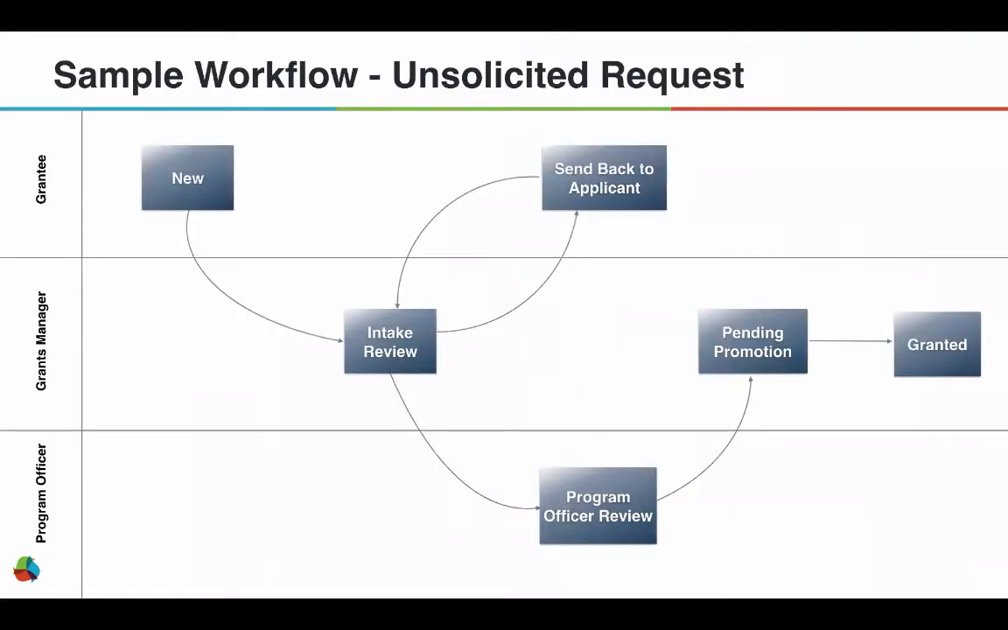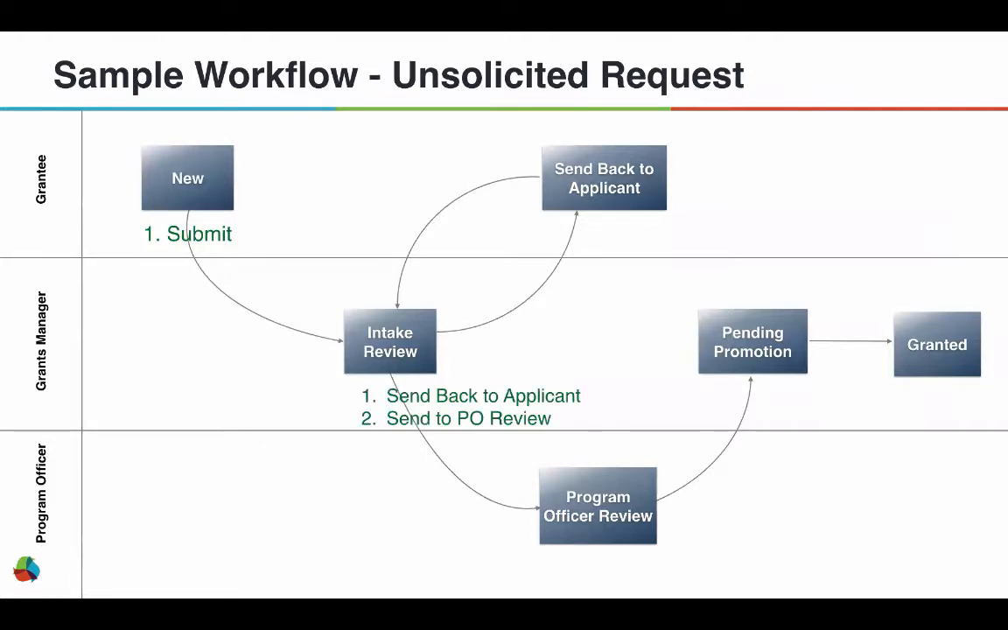So, returning back to our sample workflow, we can generate the buttons that are needed to ensure our request gets from new to granted. First, for our new state, our applicant will need to be able to submit their application. Then, on the intake review, we have two options. The request can go back to the applicant for revisions or be sent to the program officer for review.